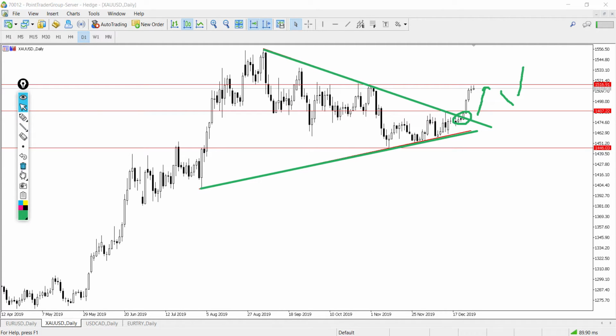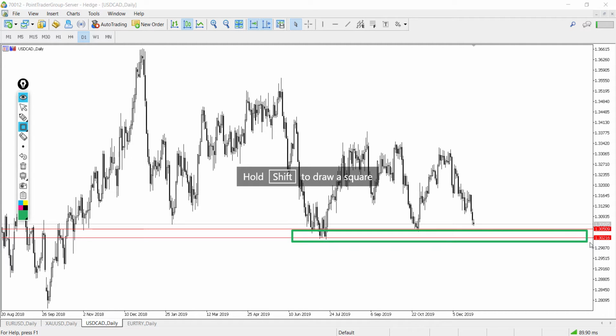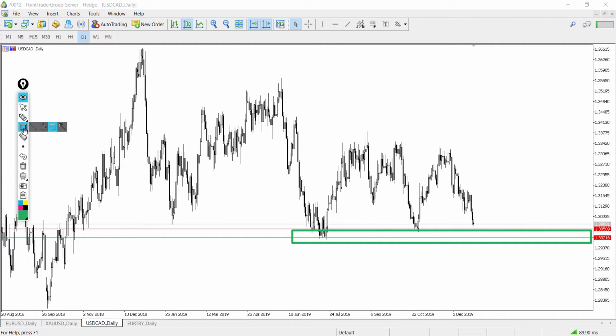Let's move to the American dollar against the Canadian dollar. As you can see here, it is about to reach a strong area, this area, that is located between 1.3050 to 1.3020. This is where we can look for bullish evidence for an expected movement to the upside.